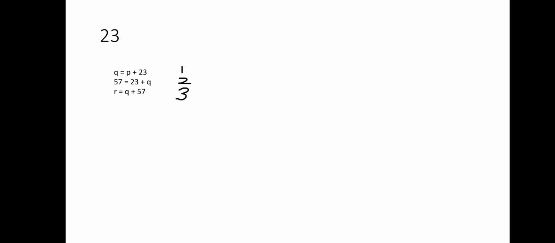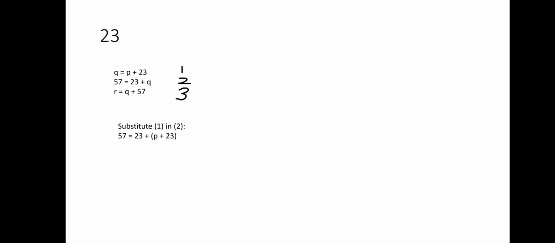So we can generate these 3 equations based on the rule. It says that after the first 2 terms, each term is the sum of the previous 2 terms. So that means because Q is the third term, it's the sum of P and 23. We'll call that equation 1. We can say that 57 is 23 plus Q, because those are the 2 terms before 57. And then R is going to be Q plus 57, and we'll call that equation 3. So we've labeled those 3 equations as 1, 2, 3.